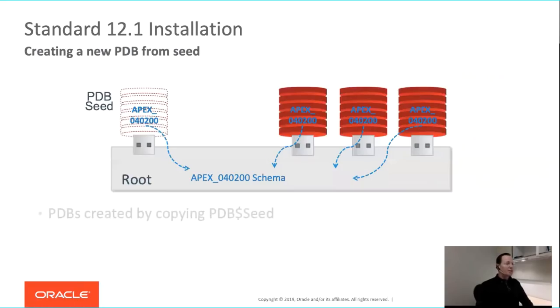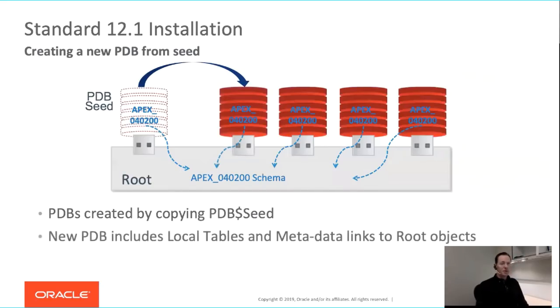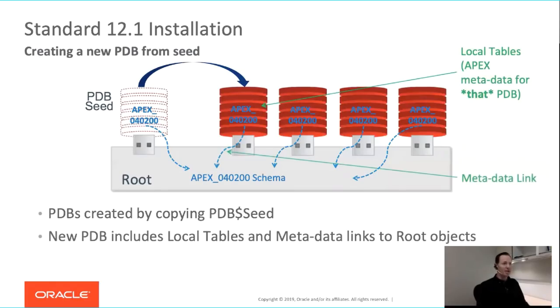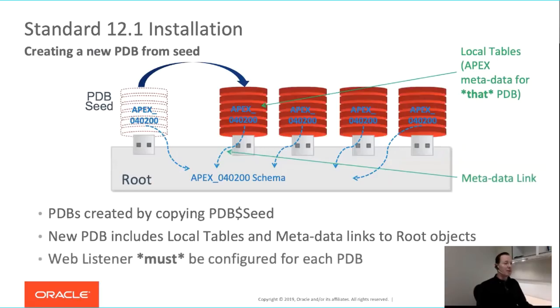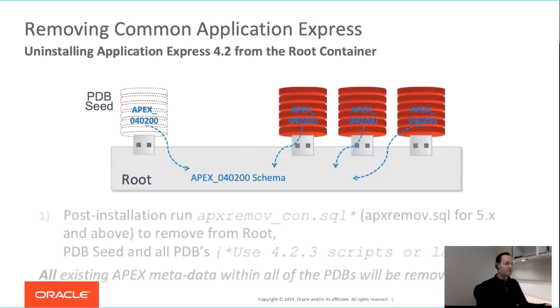So in that respect, each PDB was its own unique instance of Application Express. Application Express was also in something called PDB$seed, which is used when you create a new PDB. And so therefore, when you created a new PDB, it would already contain Application Express. So it would be a new Application Express instance. And all you would have to do is configure a web listener to connect to that PDB, and you'd have a brand new version of Application Express.